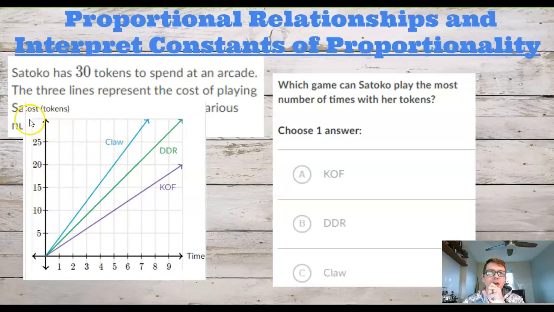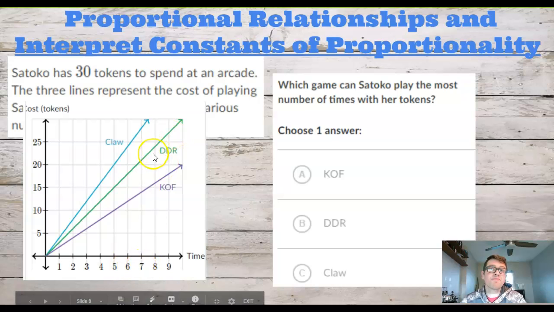Yeah, so guys, check it out. If we look at the cost axis, always look at which axis goes to which value. If we look at the cost axis, 30 tokens is this line right across the top. So the claw machine, we can play a little over 7 times. We can't actually play an 8th time. So who knows what the claw machine costs, but we can only play it 7 times if I drop down to my x-axis.